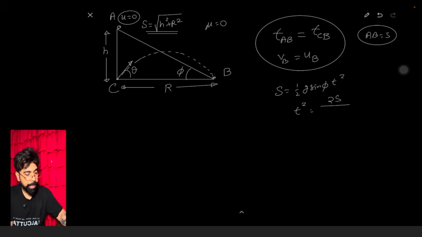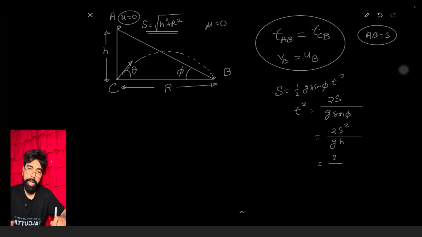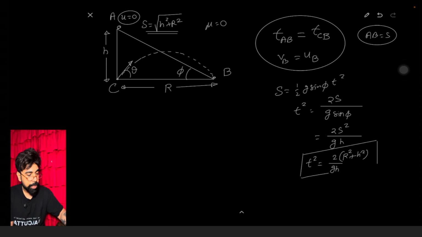So, half into g sin phi into t square, and t square is equal to 2s by g sin phi. Now, from the diagram you can easily see that sin phi is h by s, perpendicular by hypotenuse. So, I replace sin phi by h by s, which makes it s square. Now, s square from Pythagoras theorem is h square plus r square. So, this is t square. Let me write this as equation 1.